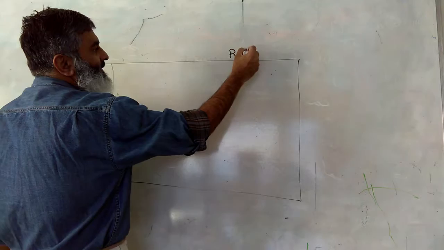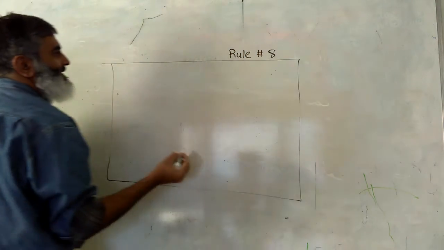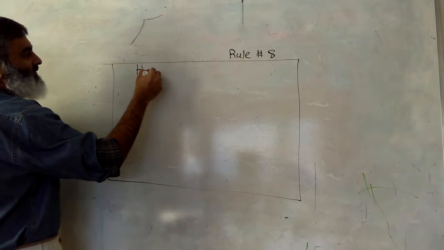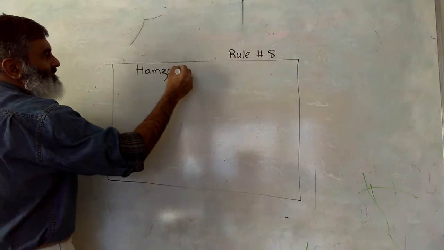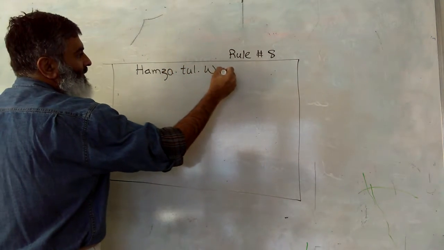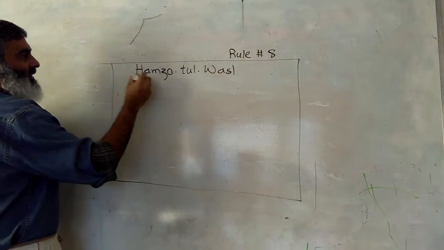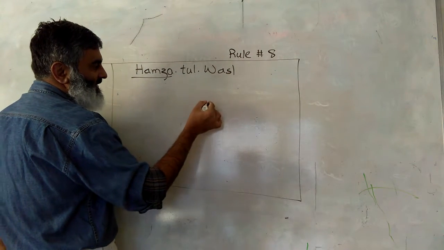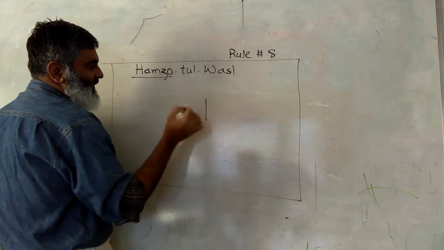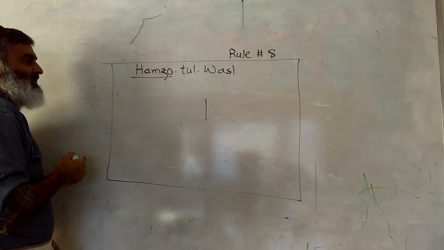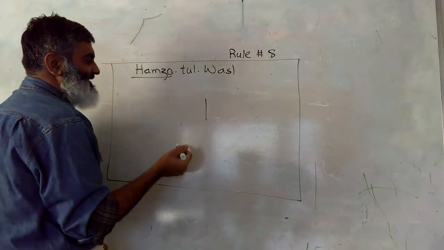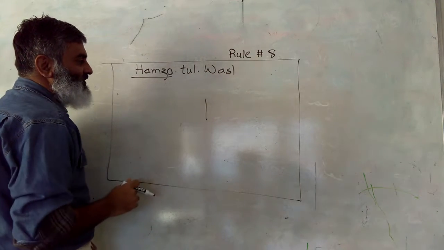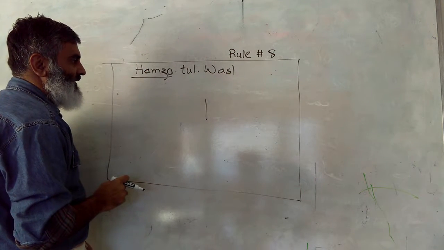Rule number 8 is about Hamzatul Wasl. Hamza, Alif is also called Hamza in Arabic in many ways. And Alif or Hamza make the same sound. Sometimes they're used interchangeably as well.